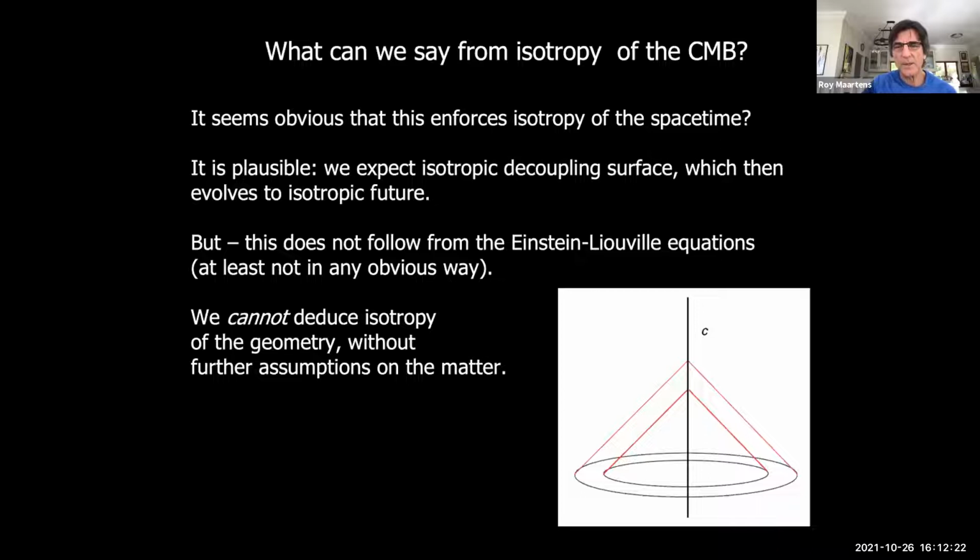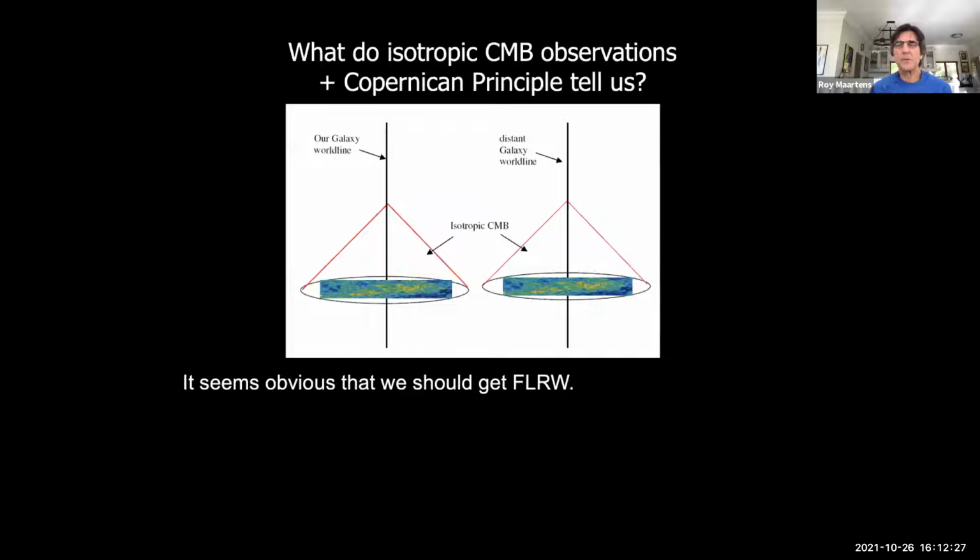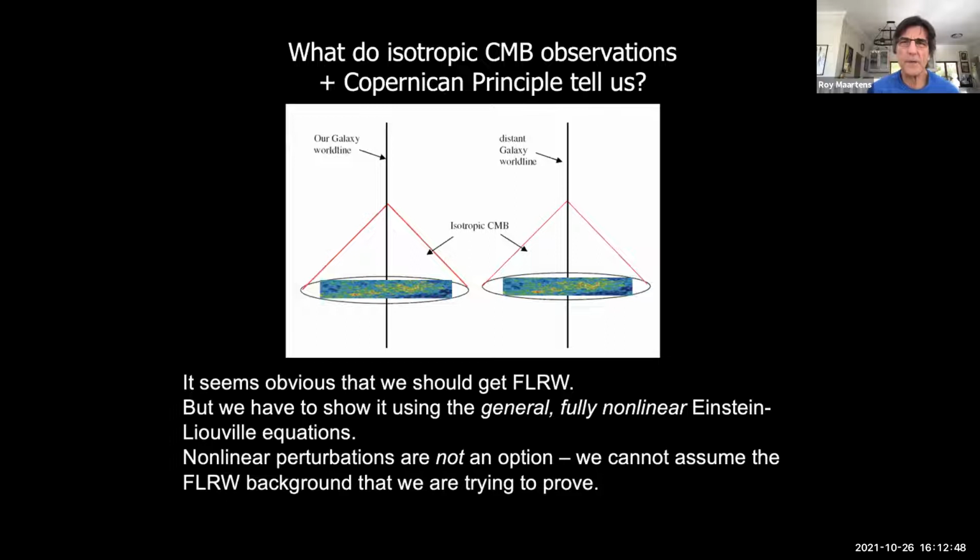Let's move beyond that. Suppose we now add the Copernican principle and say that all observers in a region of space-time measure an isotropic CMB. It seems obvious that from this we should get Friedman, Lemaître, Robertson, Walker geometry. Actually, it's not obvious at all. And we can't prove this by perturbative methods because we can't assume a background that we're trying to prove exists. We have to use the general fully nonlinear Einstein-Liouville equations. And that brings us back to my earlier slides where I was outlining this nonlinear covariant approach, which allows us to do that. Let me just state the theorem or the result.